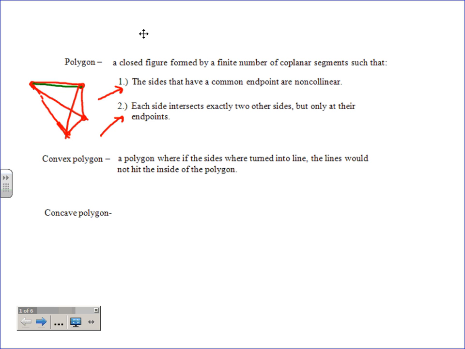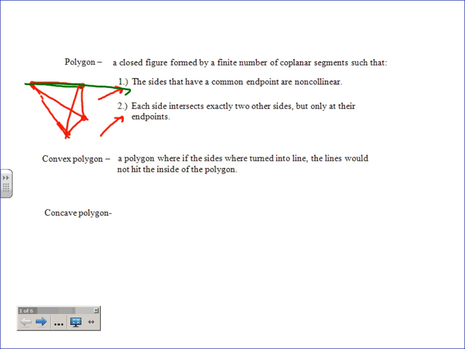Okay. Convex polygon. Well, let's get it right up there. So it's got to be a polygon. So in other words, it's got to be a closed figure, finite number of coplanar segments. Now, this is one that I'm definitely going to paraphrase for you. This is the book's definition, where if the sides were turned into lines, the lines would not hit the inside of the polygon. What? Here's what they're saying. And then we'll paraphrase it.